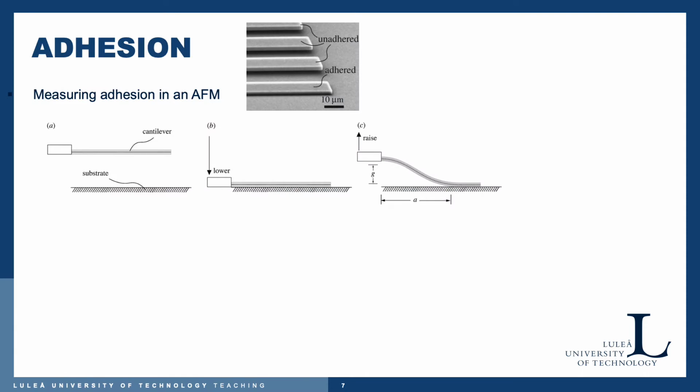We can measure adhesion in an AFM, and this can be done by lowering the cantilever towards the substrate, and as it adheres we can then try to raise it up and measure the force and measure the distance it takes for it to release. In the middle up here you have a picture of different states of adhered cantilevers.